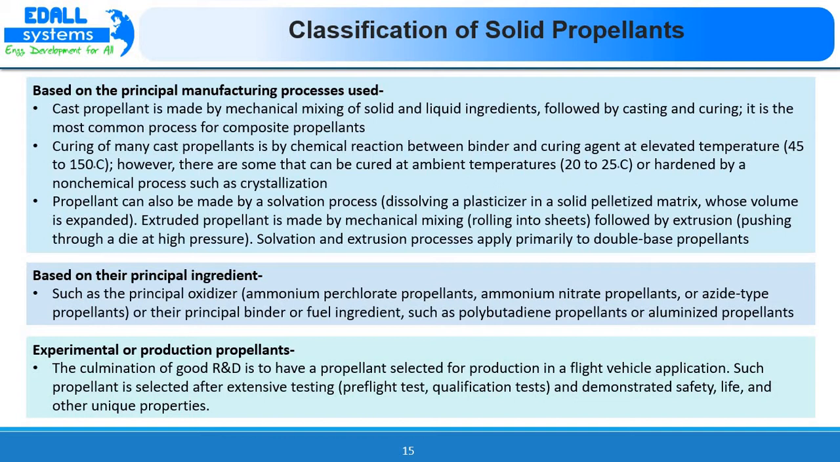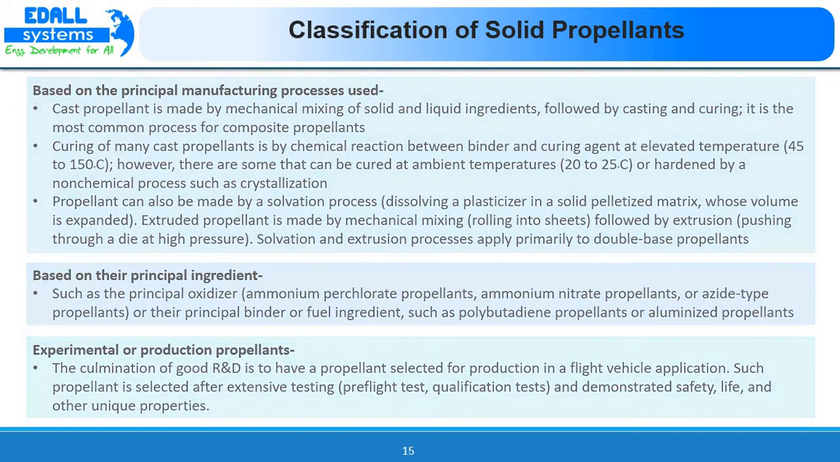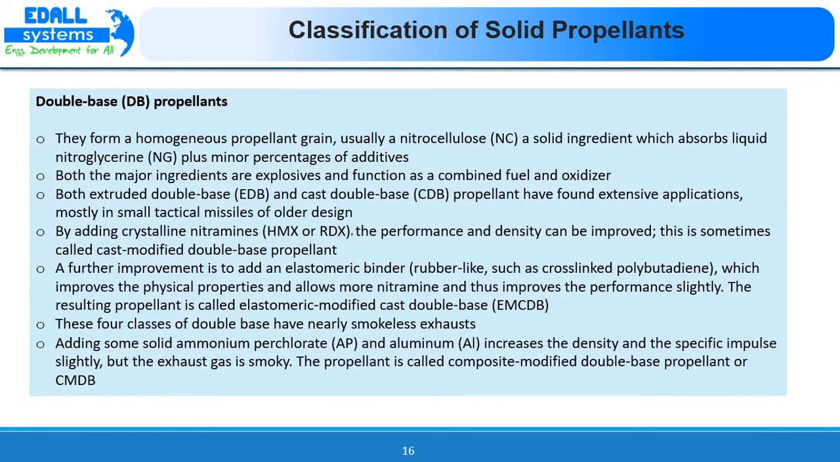So we have to make some small batches or small samples of such exact propellant which is built for space shuttle, and then we have to test fire to check their qualities and properties. So based on that we can classify the solid propellants as experimental or production propellants. Then the category we will discuss now is the double base propellants. So we have seen that it forms a homogeneous propellant grain.